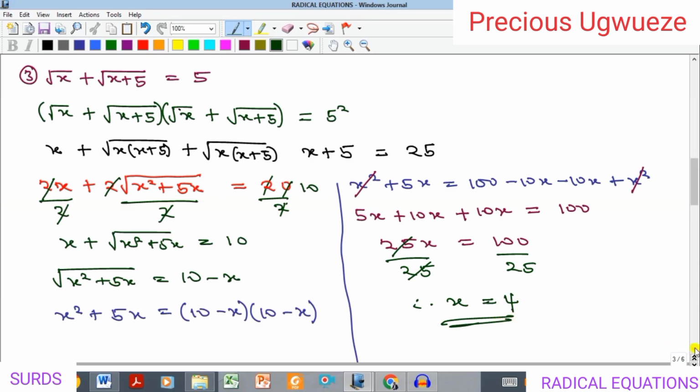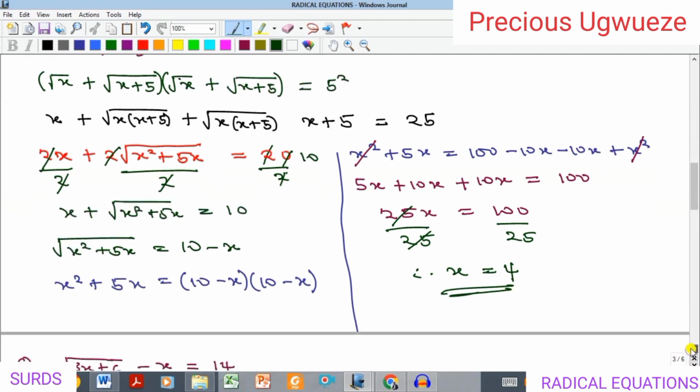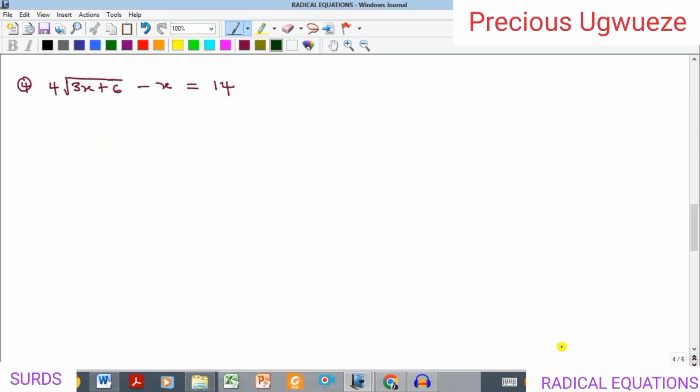Okay, so we look at the next example. And what's the next example we have here? That's example 4. And example 4 says that we should also solve this equation. And what do we do here? At this point, you just take away only this minus x to this other side. And when we do that, we are going to have 4 root 3x plus 6, and that will be equal to 14. Minus x coming over here becomes plus x.